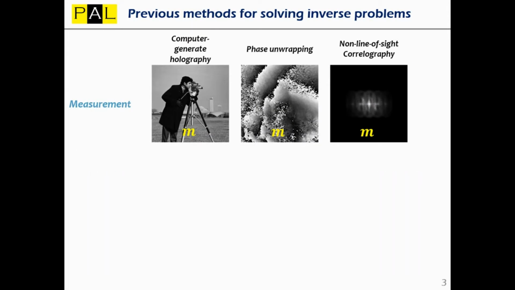Various inverse problems are involved in computational imaging, and the presence of noise in the measurements makes them more difficult to solve. Our group is interested in three examples: computer-generated holography, phase unwrapping, and non-line-of-sight imaging. The three practical problems listed above have the same goal of recovering the image from measurements.